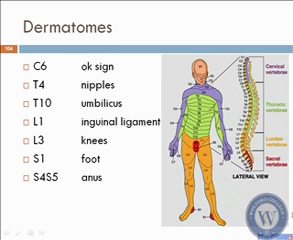T4 is your nipple line. T10 is your umbilicus line. L1 is your inguinal line, the inguinal ligament. Then you have S1, which is the back of your foot. And S4, S5 is the rectum, the anus.